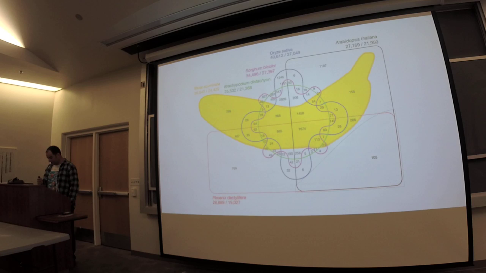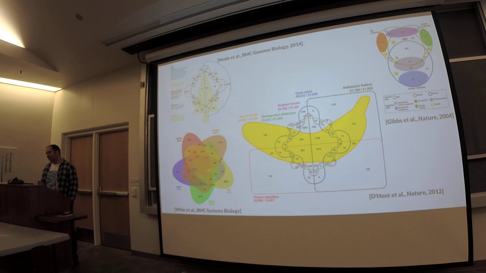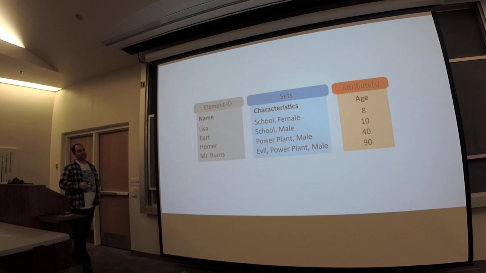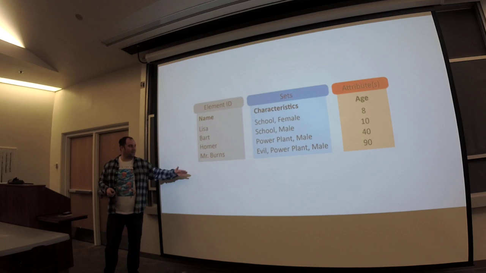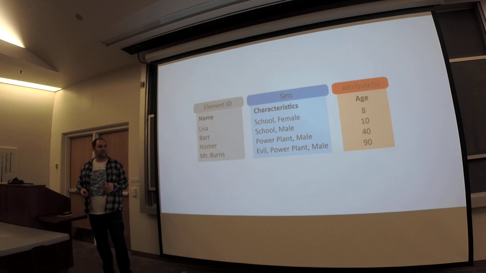This is not an isolated incident. We've seen many of those figures. And now I want you to think a little bit about how you could design an alternative to this. Here is a simple data set. We have Simpsons characters: Lisa, Bart, Homer, Mr. Burns, then some characteristics that we'll treat as sets.